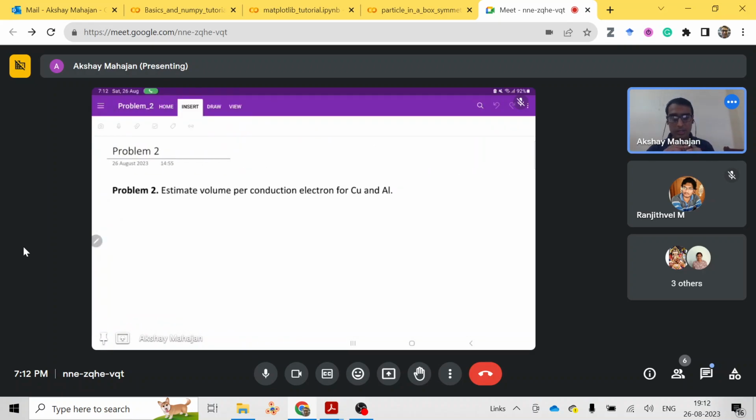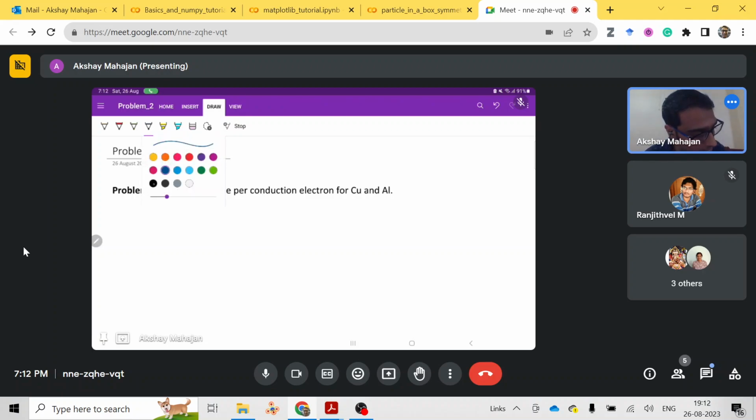Now problem number 2 is to estimate the volume per conduction electron for copper and aluminium. In problem 1, we found the free electron density for both copper and aluminium, and now we have to estimate the volume per conduction electron. What is the volume for each conduction electron? That is also useful most of the time.